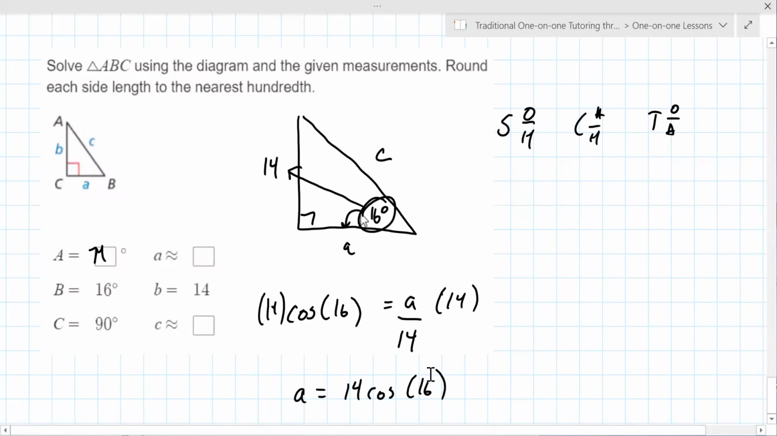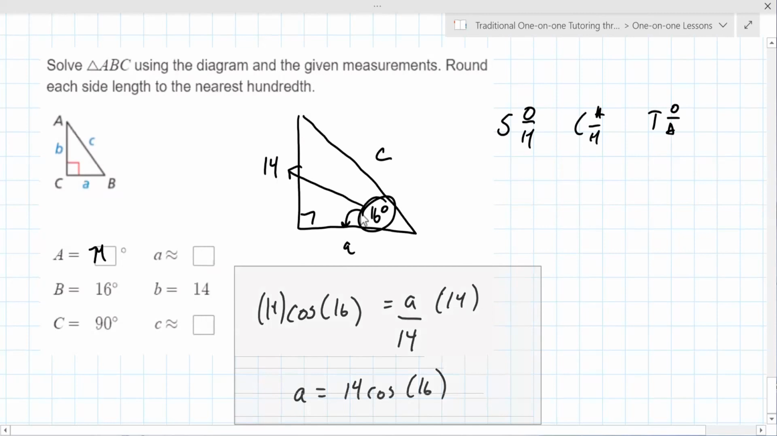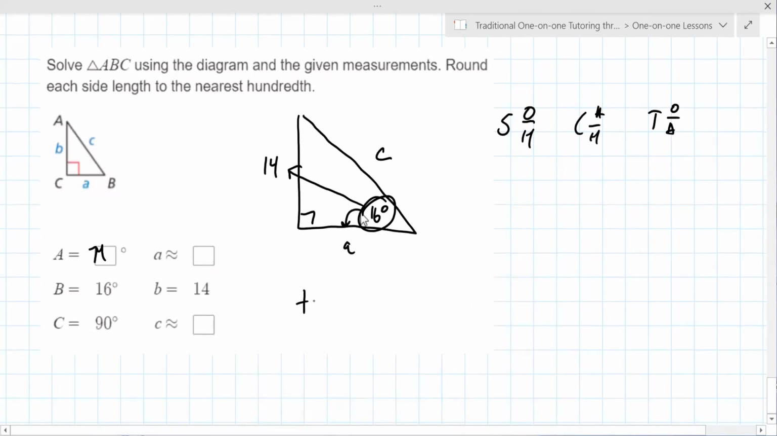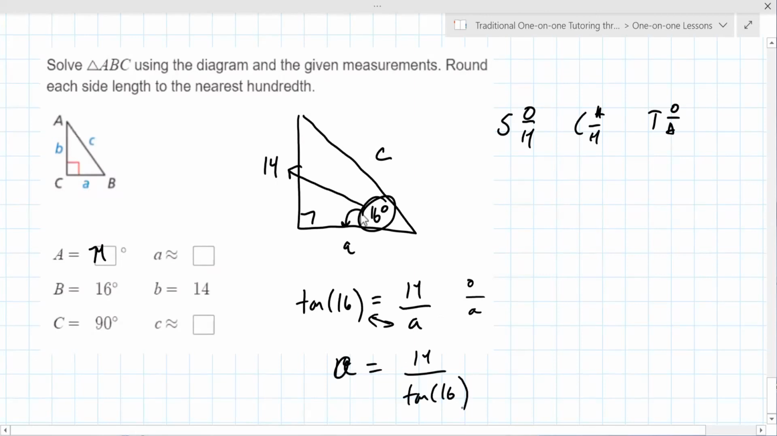All right, 13.45. And then similarly, to find C, I'm sorry, this is not correct. The tangent of 16 is opposite over adjacent. It's 14 over A, opposite over adjacent. And so we can swap positions here. So A equals 14 divided by tangent of 16.